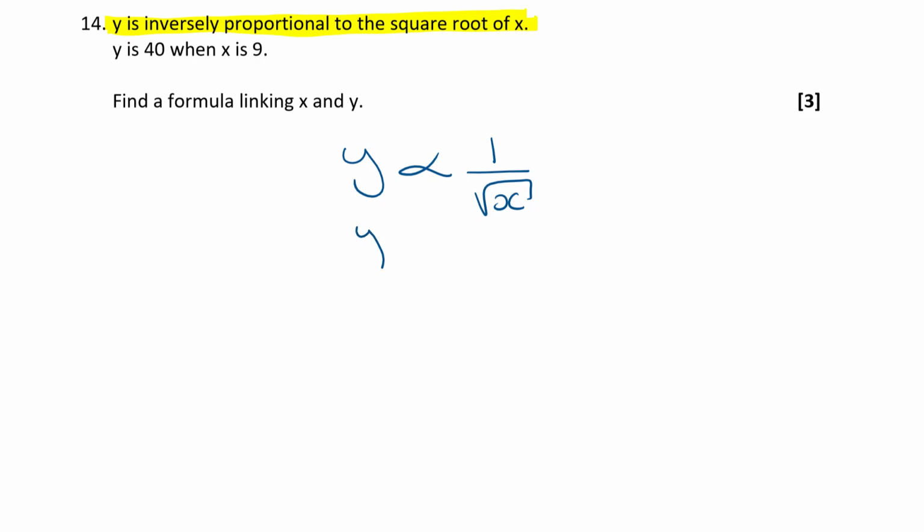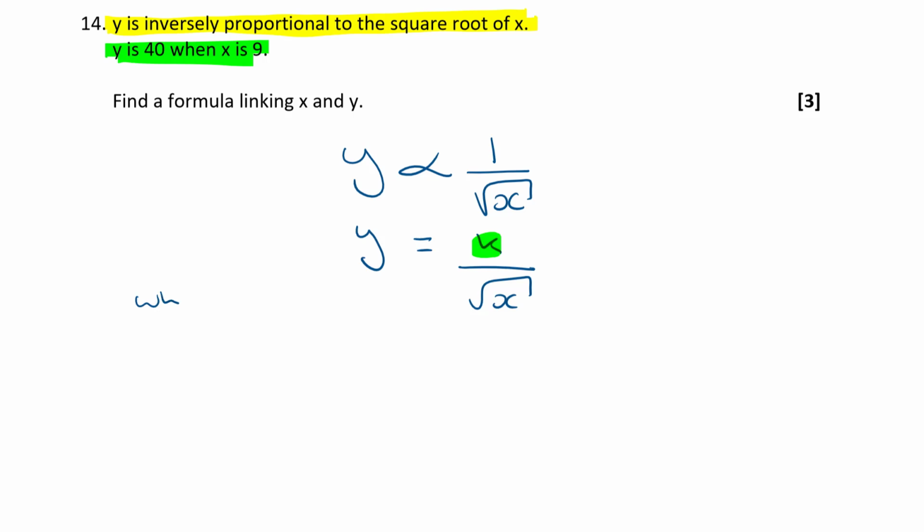Now I can replace the little fishy symbol, the proportionality symbol, with equals k. So k times 1 is just k over root x. So the equation is going to be of that form, y equals k over root x. Now they always then give you a pair of numbers that go together, and the reason they give you that is that you can then evaluate your value of k here and find the complete equation. So we're going to do that bit next.